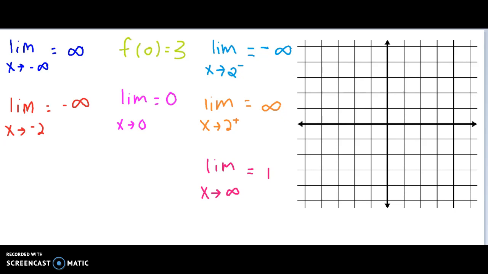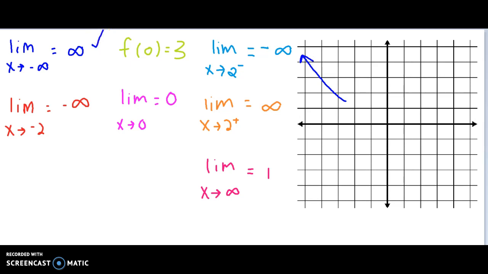So our first statement here in dark blue says the limit as x goes to negative infinity equals infinity. What that means is as we move to negative infinity on the x-axis, our graph is going up towards infinity. So let's draw that. As we move far to the left, this graph is going all the way up towards infinity. So we did this statement.